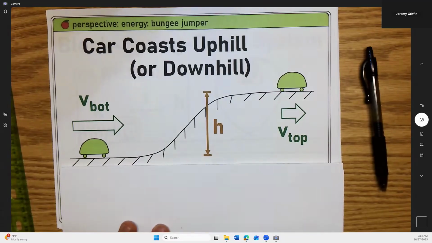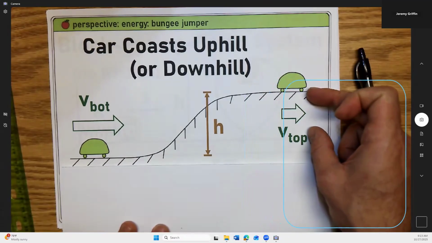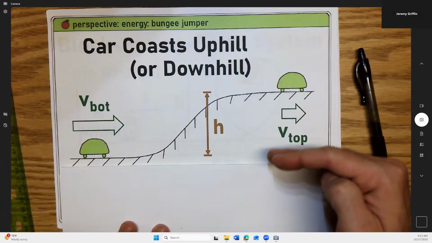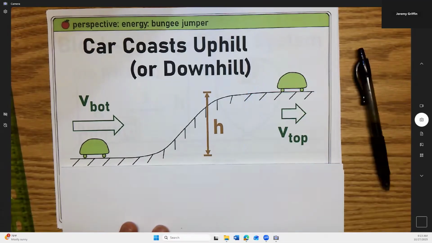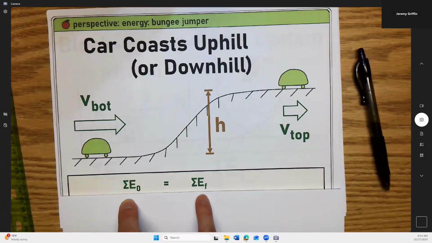It's all kinetic, isn't it? And at the top, do you still have a little bit of kinetic? Yes, because the car's in motion, but you also have a lot of what? Potential energy. So now, again ignoring frictional losses, you can set up a conservation of energy equation to solve this. What expression do you write on the left side?